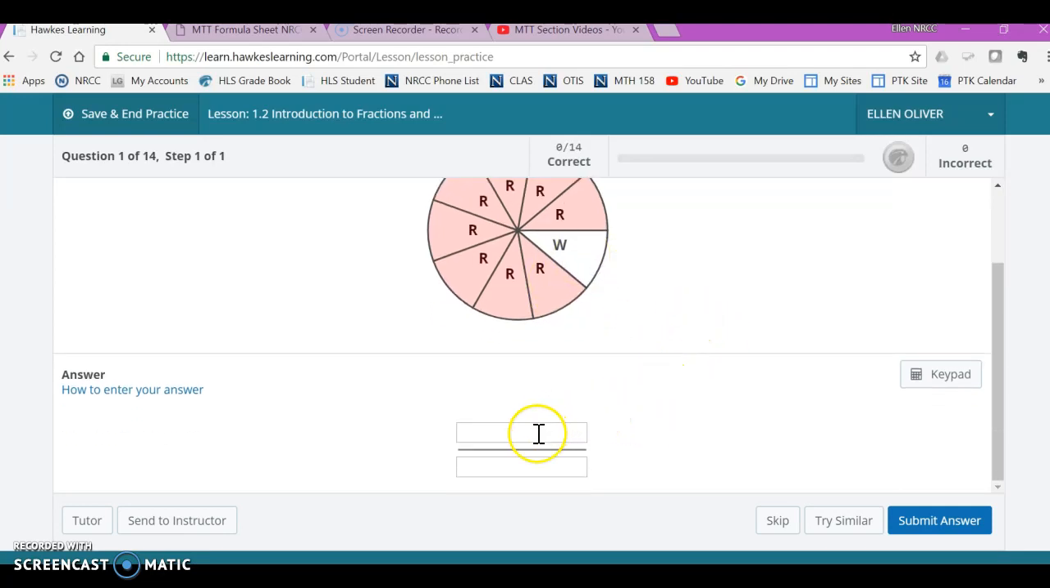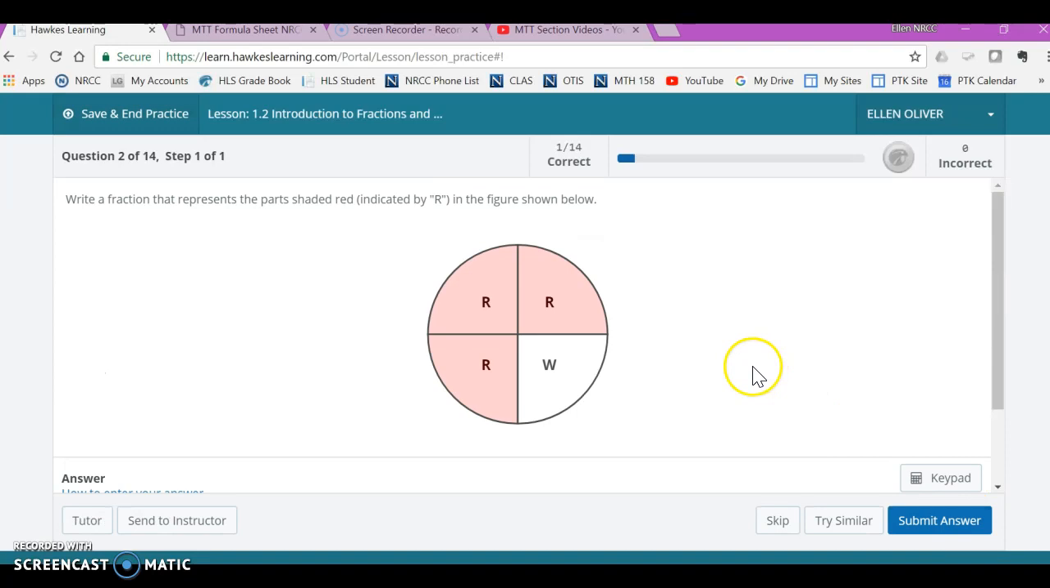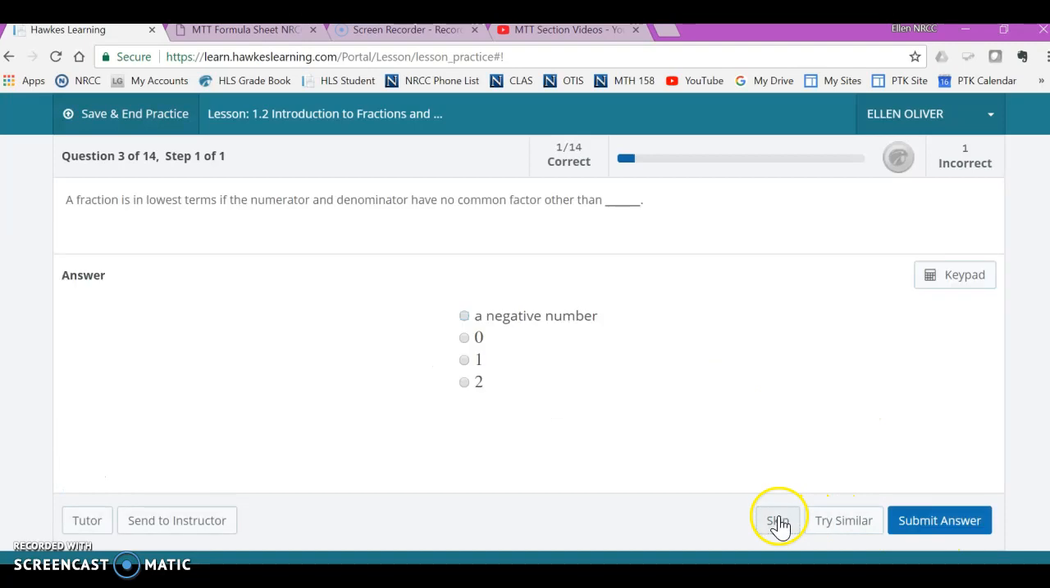So how to enter this in here, this is already given to you as a fraction. So you just type your 8 over your 9. I think this is fairly simple. And I may skip through to find some that you might have more trouble with. This is going to be 3 out of 4. I'm going to skip that.